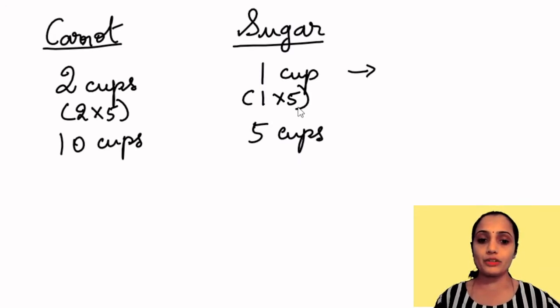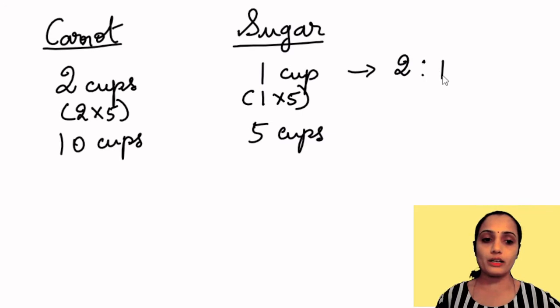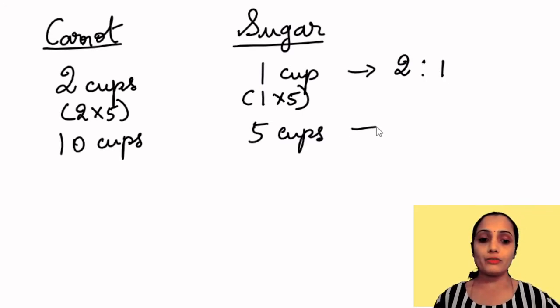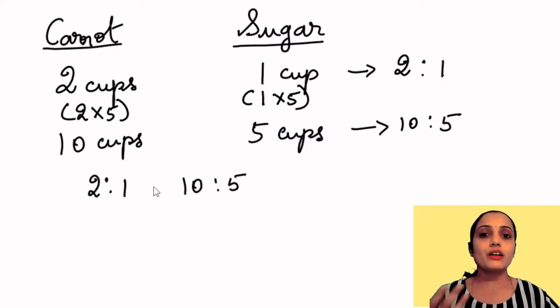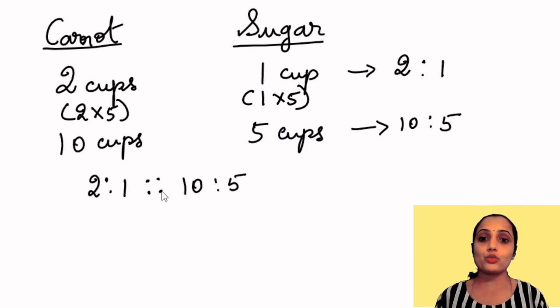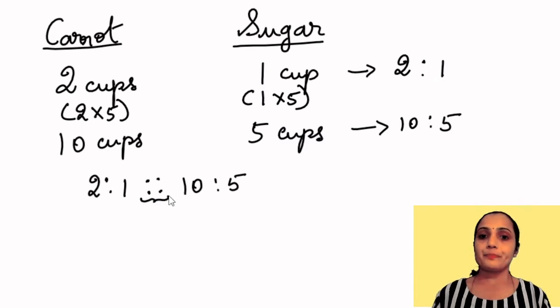Now let's write this in terms of ratio. I had 2:1 as the initial ratio. Now when I multiplied it with the 5 factor, I will have 10:5. So these two ratios, 2:1 and 10:5, are the same ratios with different factors of multiplication. Now that means both of them are basically the same ratio but having different factors of multiplication. So such ratios are called ratios which are in proportion, and the proportion symbol is this.